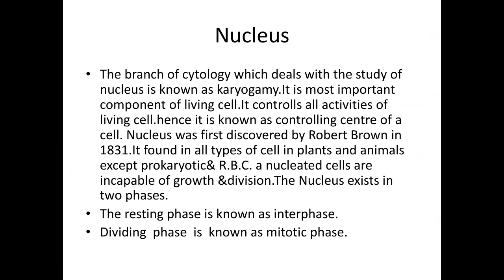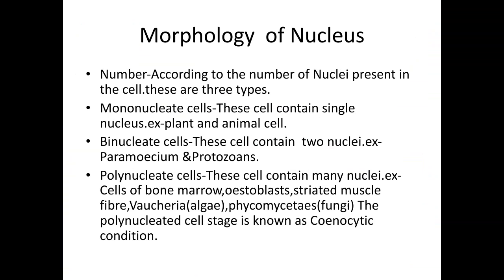The nucleus was first discovered by Robert Brown in 1831. It is found in all types of cells in plants and animals except prokaryotic cells and RBCs. Nucleated cells are capable of growth and division. The nucleus exists in two phases. The first, the resting phase, is known as interphase, and the second, the dividing phase, is known as the mitotic phase.